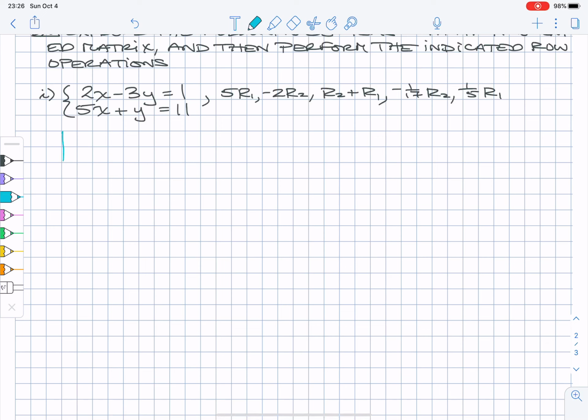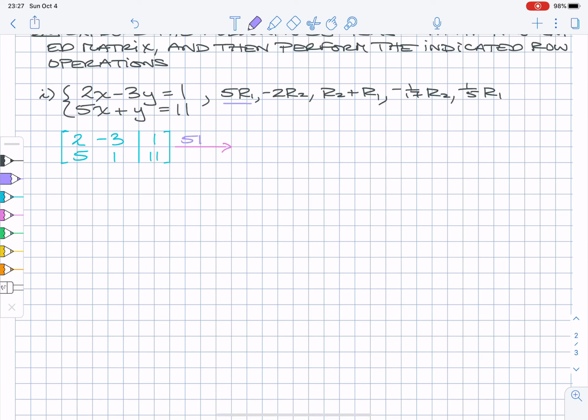Okay, so I'm just going to go ahead and do the augmented matrix right away. I claim that the coefficients of x are 2 and 5. The coefficients of y are negative 3 and 1. Augment, the constant coefficients are 1 and 11. Okay, so let me show you how we do this. So I'm going to do an arrow to the right. The first step is 5 row 1.